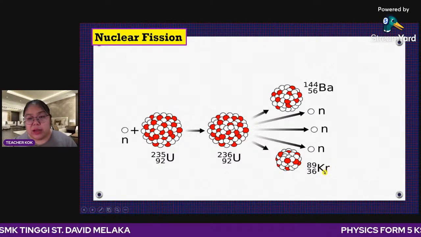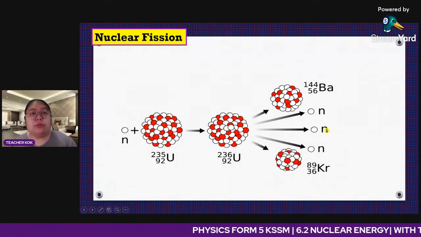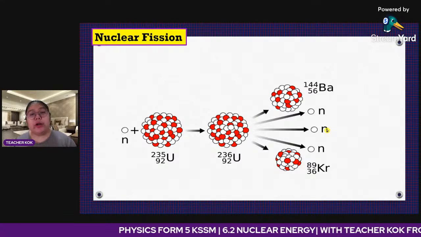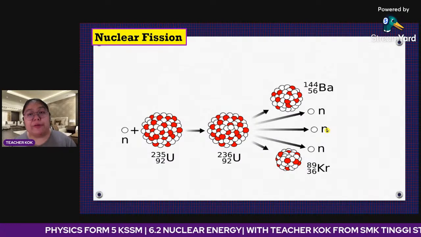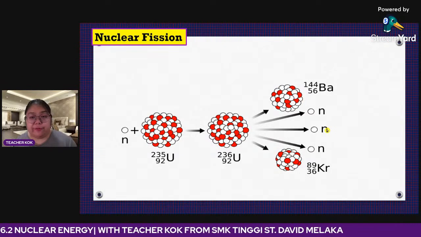After that, remember they also produce three neutrons. Don't forget the last one, sure is a large amount of energy. So this should be the process for nuclear fission.